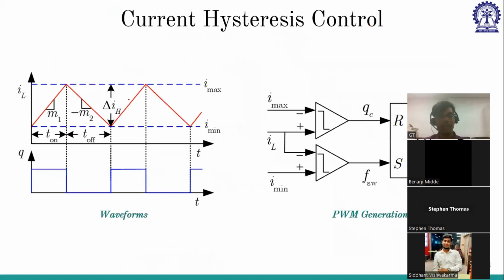So we are setting the upper limit, which is Imax, and we are setting the lower limit, which is Imin.